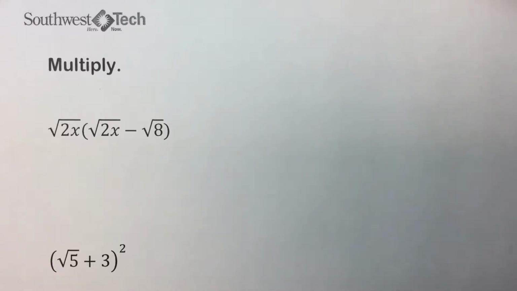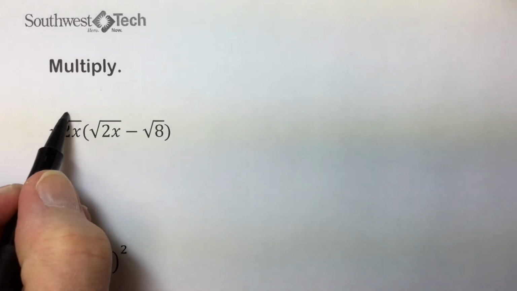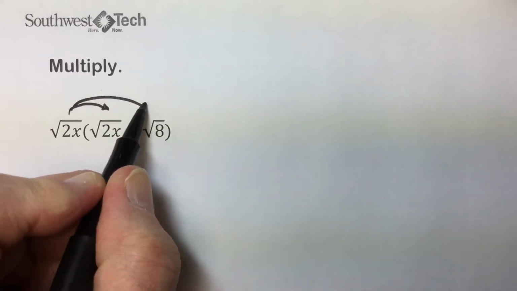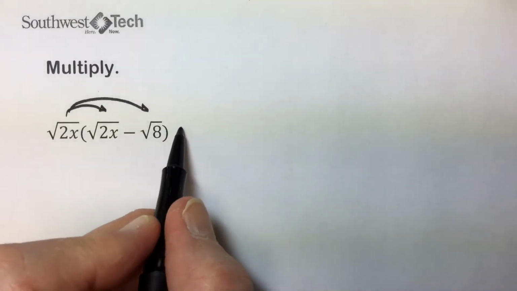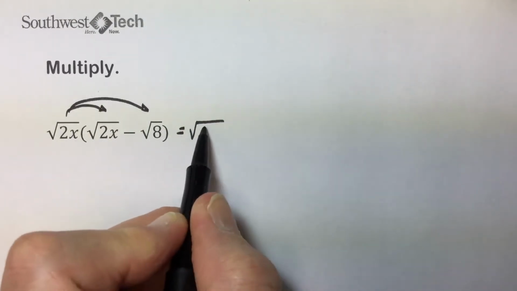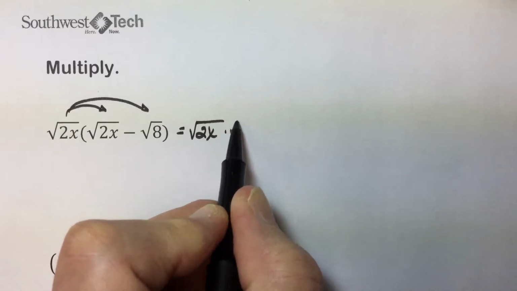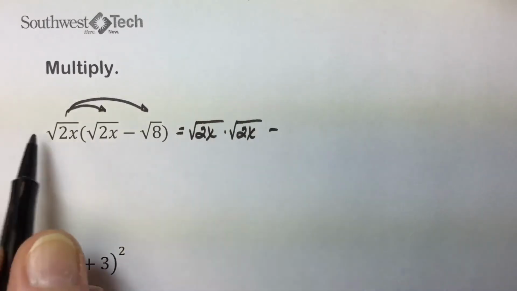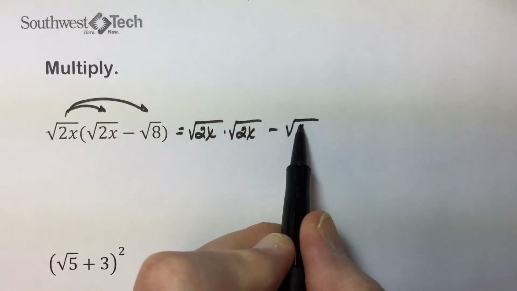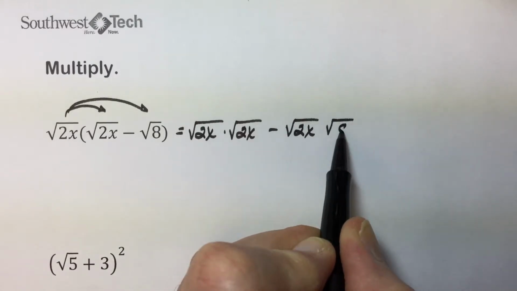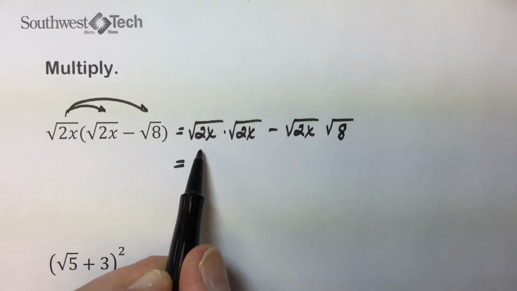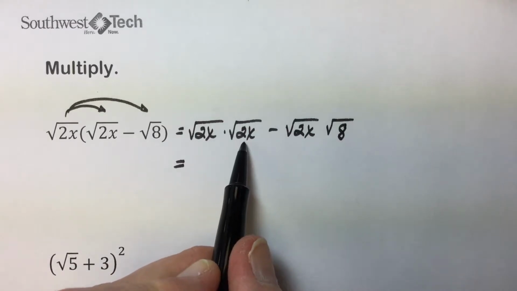Multiplying radical expressions is handled much the same way that polynomials with more than one term are multiplied. In this first example, we'll use the distributive property to simplify this multiplication. We'll have square root of 2x times square root of 2x minus square root of 2x times the square root of 8. Here we have the same radicand.